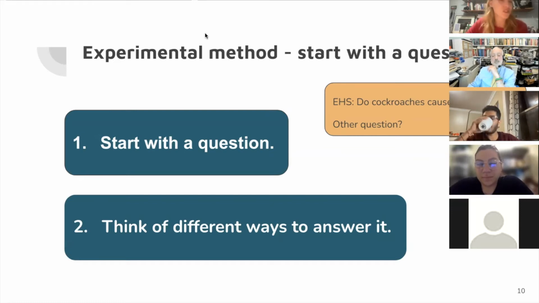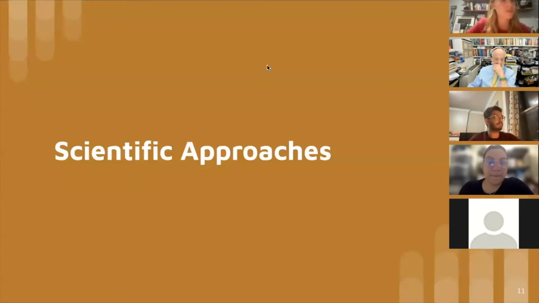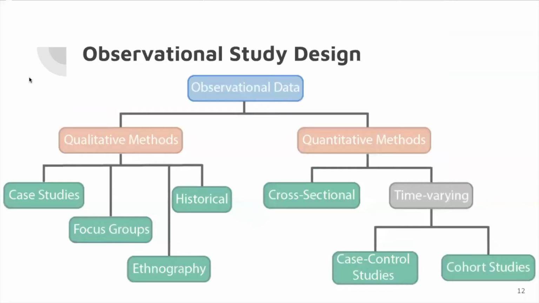So I just wanted to do a brief overview of different scientific approaches. We have observational studies where we don't interfere in any way. We have the qualitative methods like case studies, focus groups, ethnography studies, historical analyses. We have the more quantitative epi methods like a cross-sectional snapshot, or some over time, like case control or cohort studies. Can you guys think of any of these that would work for our current question? Any ideas about what to do that would fall under this tree?